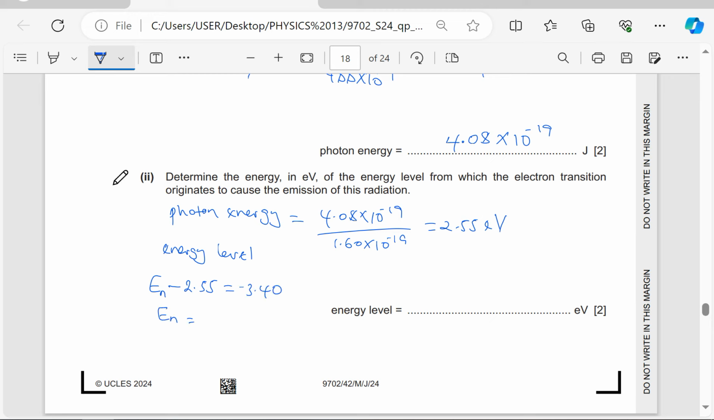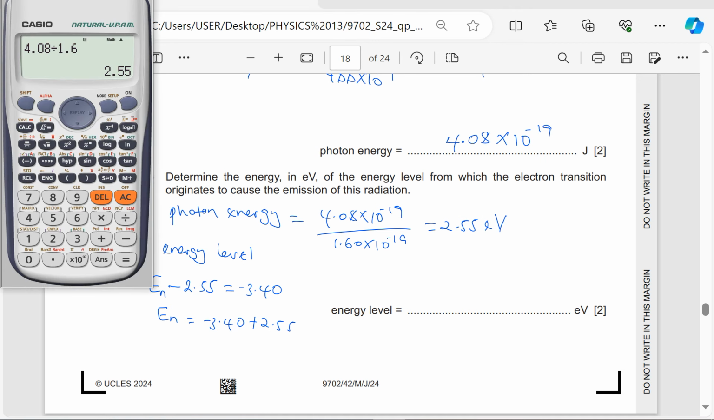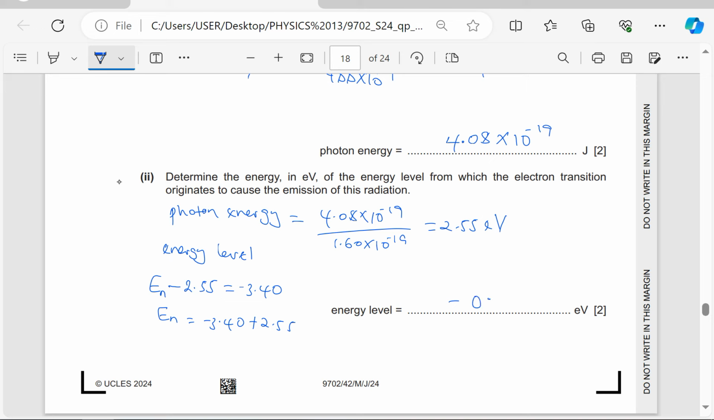So the energy level En is going to be negative 3.40 plus 2.55. In other words, when I add 2.55 to negative 3.40, I should reach the energy level from which I came. So this is minus 3.4 plus 2.55, that is negative 0.85. So you notice that negative 0.85 minus negative 3.40, you should be able to get the energy difference of 2.55.